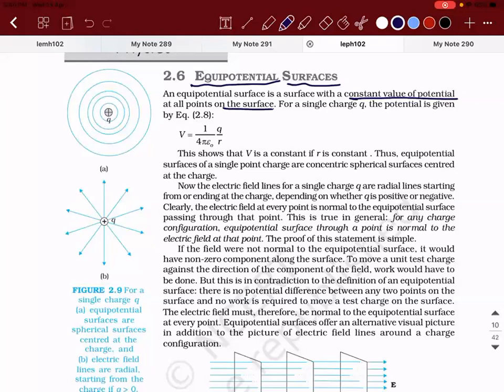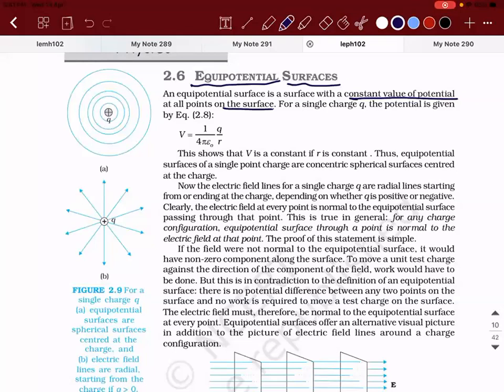Now see, we are supposed to draw the equipotential surfaces for different kinds of charge distribution. So remember in the previous chapter, we had something called electric field lines for different kinds of charge distribution. What were the different charges we saw?